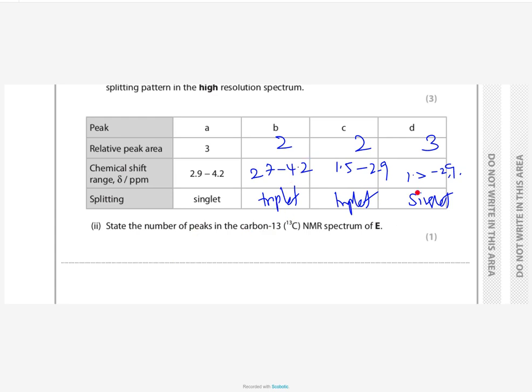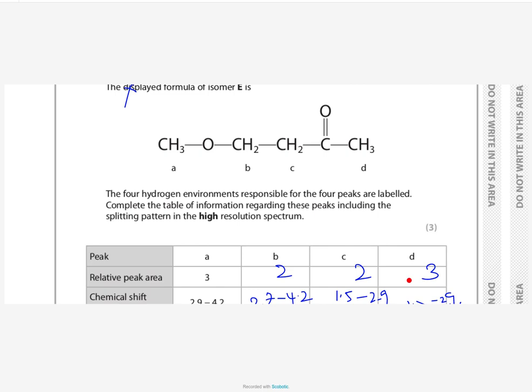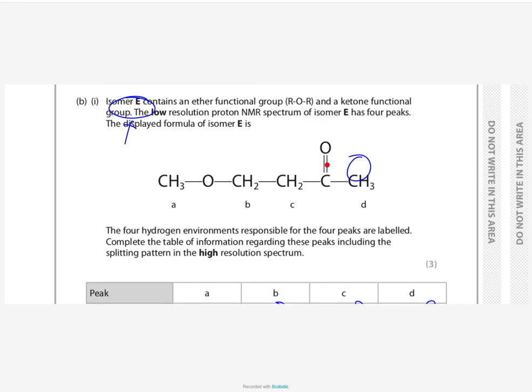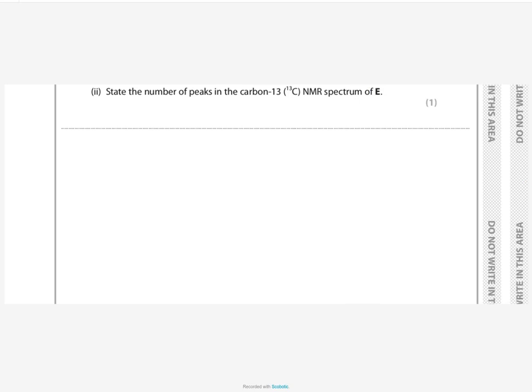The number of peaks in the C13 NMR spectrum: just count the number of carbons in different environments. This is unique. 1, 2, 3, 4, 5. Each carbon is unique, in a different environment. So you get 5 peaks.